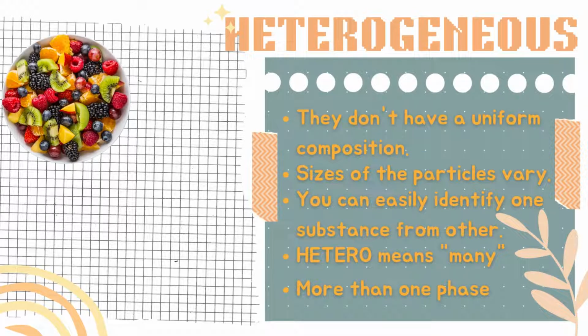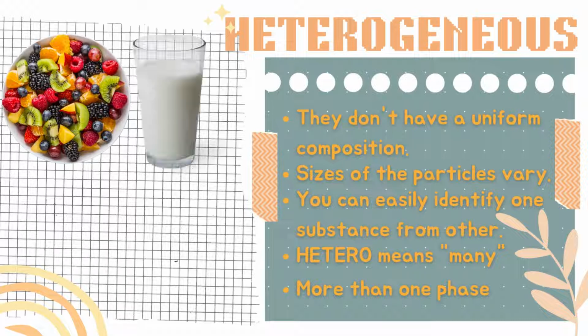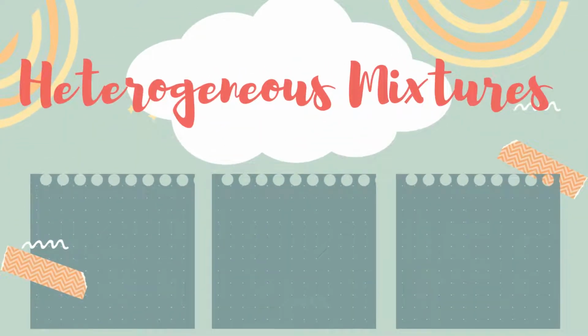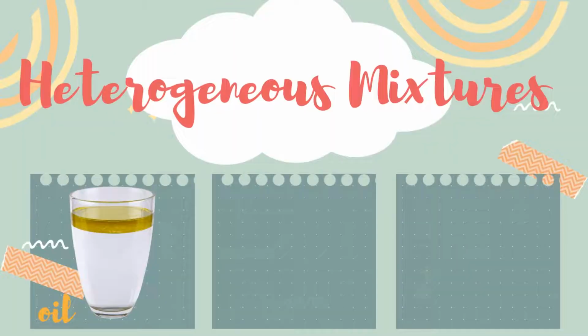Let's say, for example, when we combine different fruits and milk, what have you noticed? Correct! You can still see all the combined substances. You can easily identify the fruits and the milk. You can see more than one phase. Other examples of heterogeneous mixtures are the following.